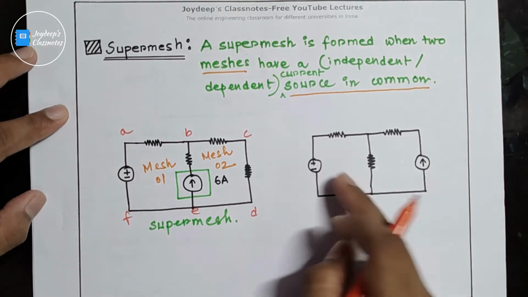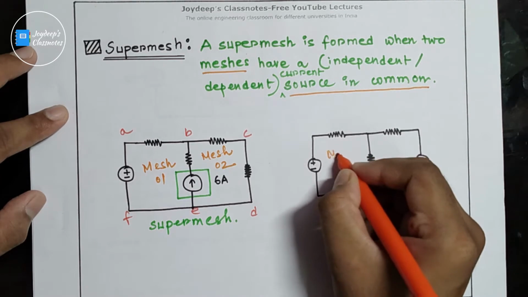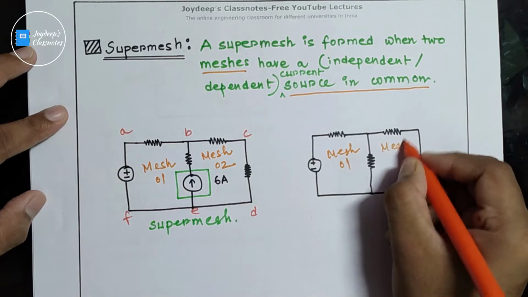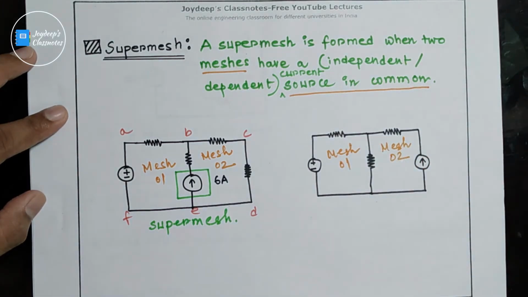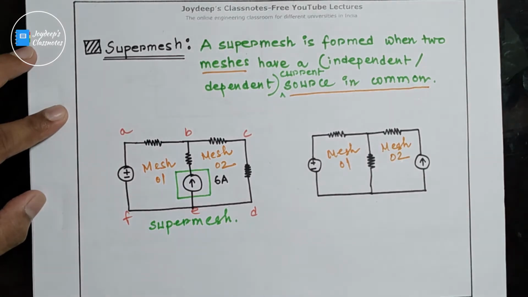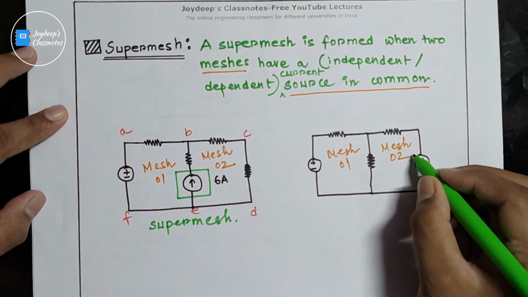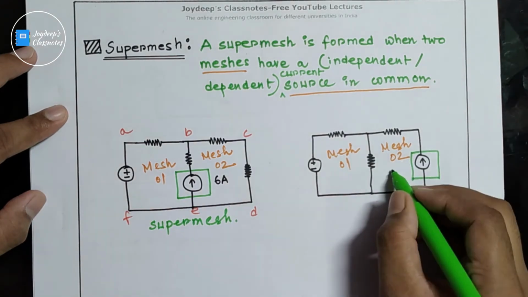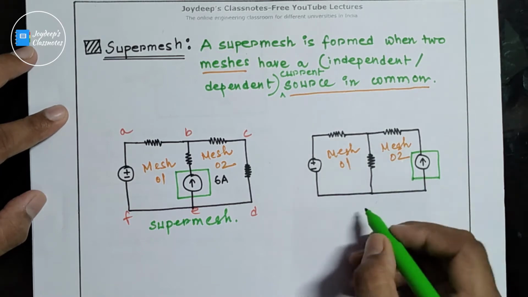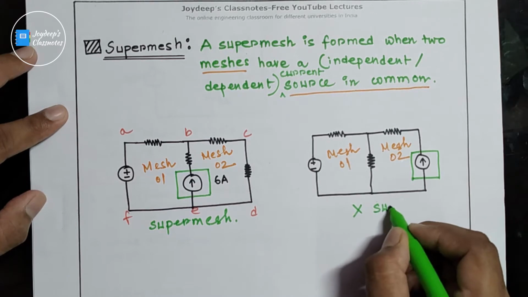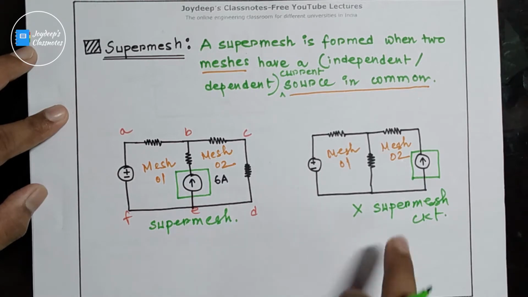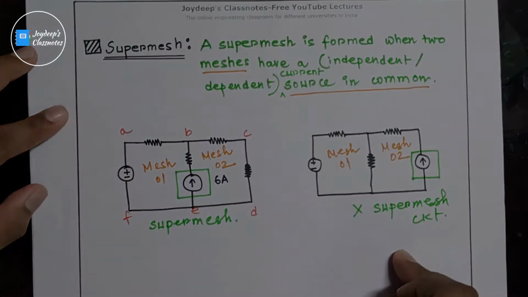In this circuit we can see this is mesh 1. Fine. This is mesh 2. Now we can see that in this circuit as well a current source is there, but this current source is not common in these two meshes, right? This current source is only present in mesh 2. So this is why this is not a supermesh circuit. Clear? So this is a problem of basic mesh analysis.